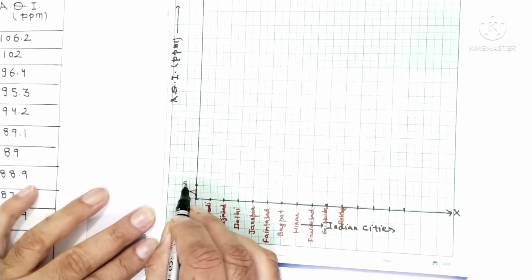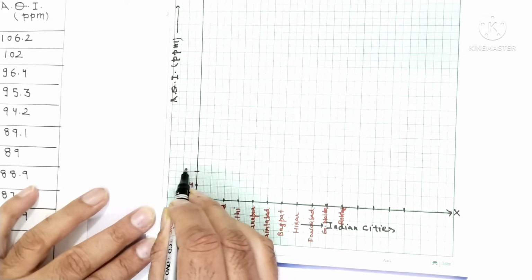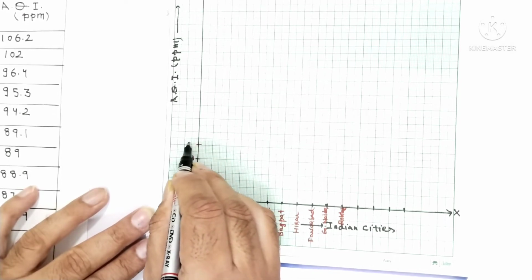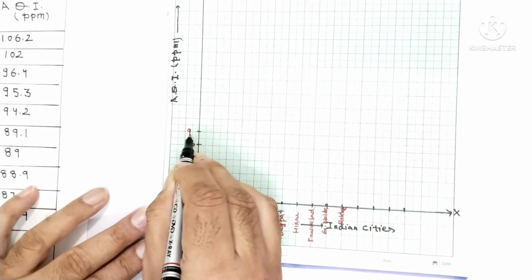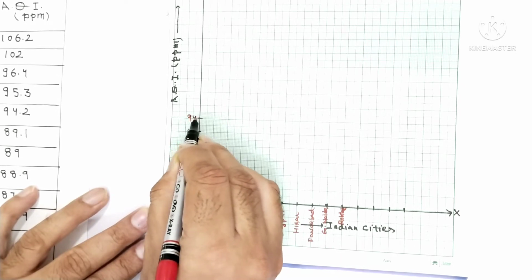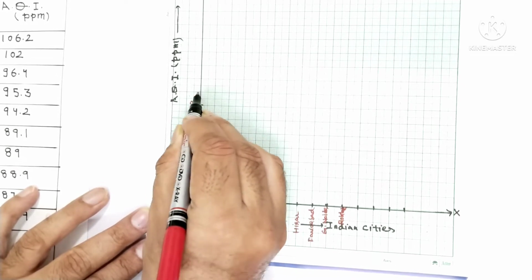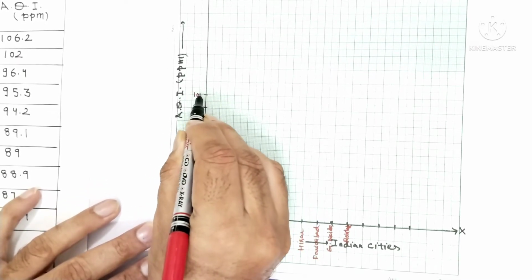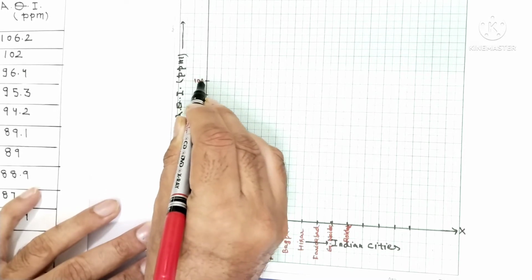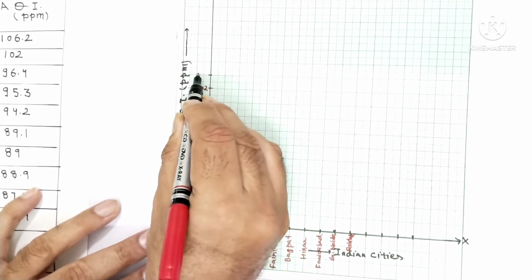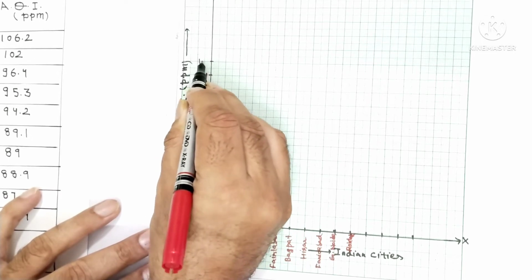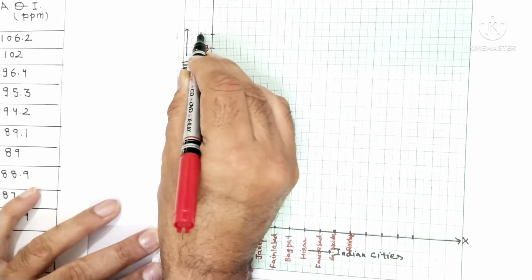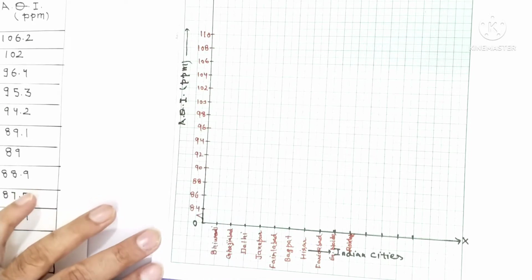So you can take here 84, 86, 88, 90, 92, 94, 96, 98, 100, 102, this is 104, 106, 108, 110. Up to here you can take.